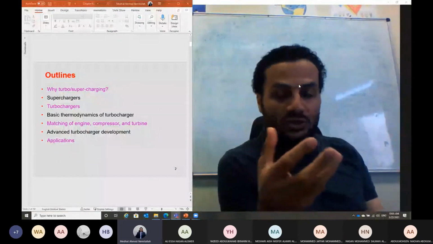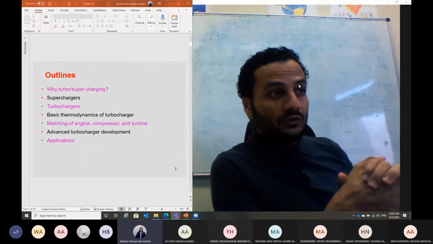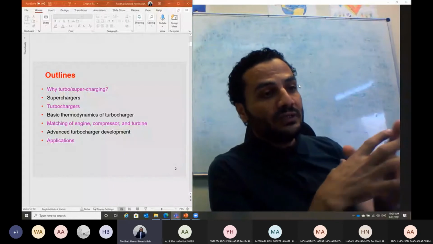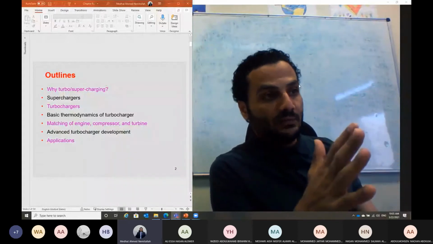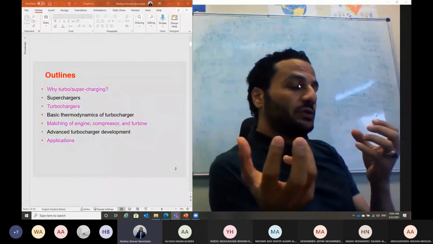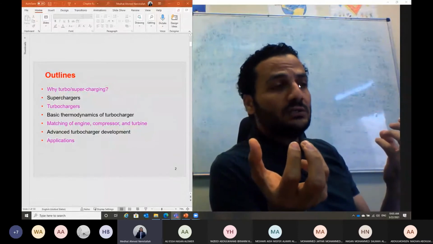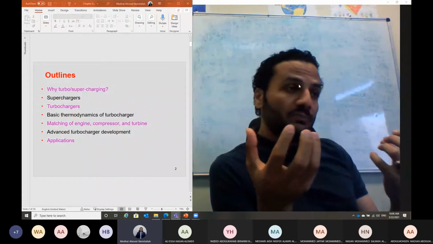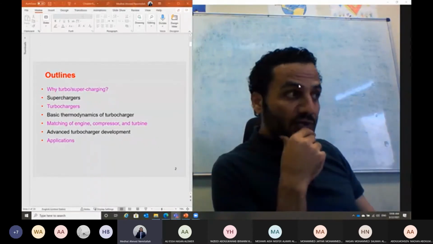So the engine should match with this amount of mass flow rate of air to calculate the amount of mass flow rate of fuel, and then the engine will be running at a given RPM to give a certain power. So in this case, if we have a turbocharger connected with the engine, we have to match the operation to have a smooth operation between the turbocharger and the engine.